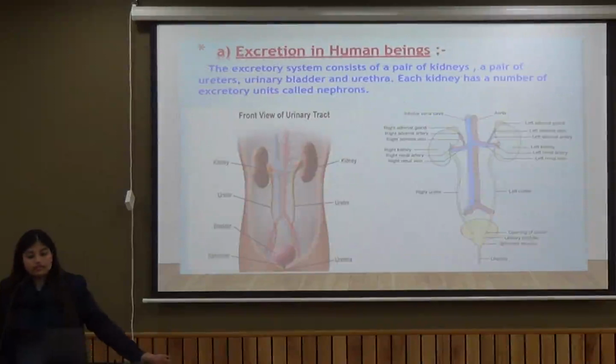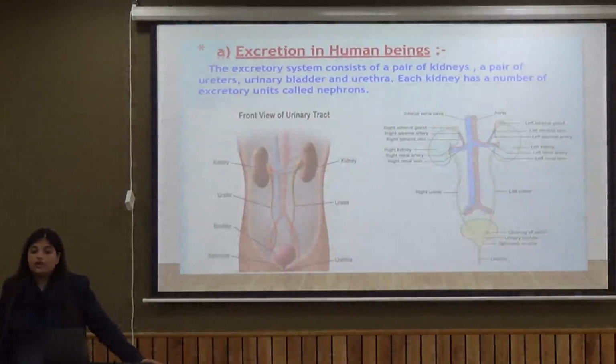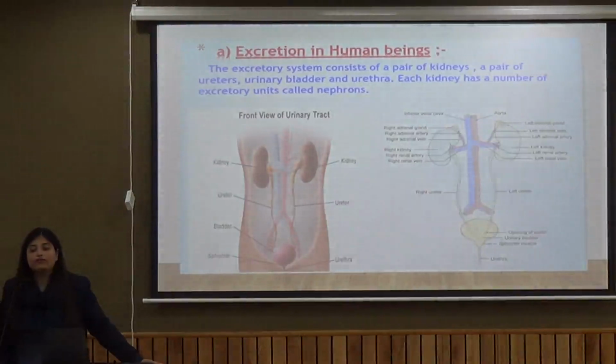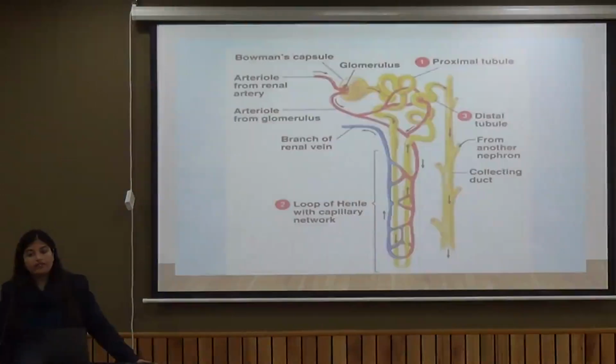So let's first discuss the human excretory system. It consists of a pair of kidneys. All of us have two kidneys, a pair of ureters, one urinary bladder and a urethra. Now each kidney has a number of excretory units, or the functional units as they are known, and they are called nephrons.